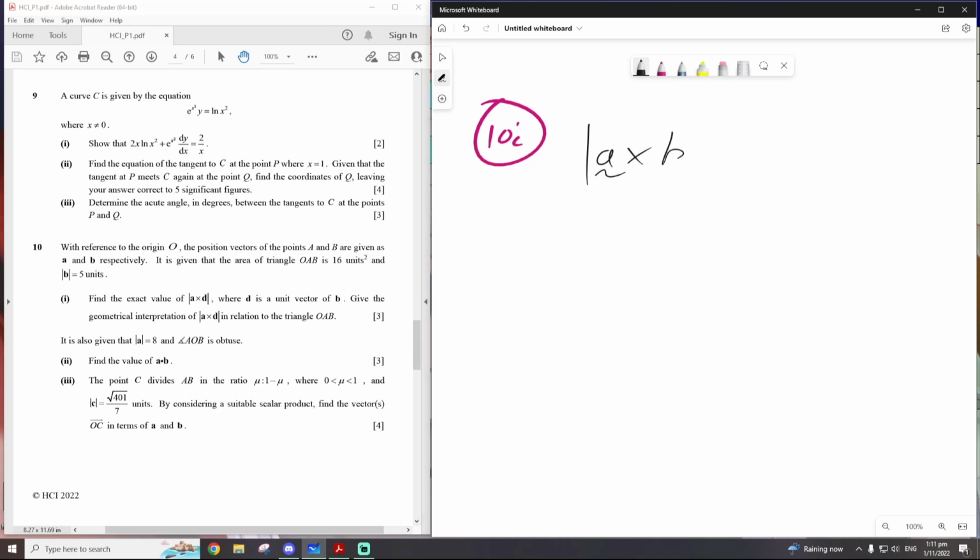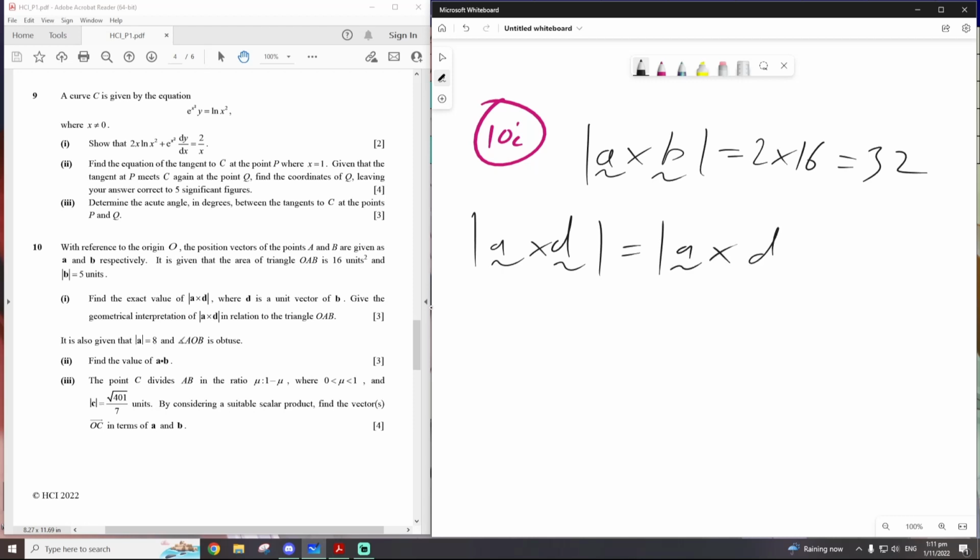So area of triangle OAB is 16 square units. What does this actually mean? It tells you that A cross B is actually 2 times 16, because A cross B, one of the geometrical interpretations, is twice the area of the triangle, right? So this is 32. Okay? So A cross B cap. So actually, if you read the question, B cap is just B over mod B. Okay? So this is 1/5 of A cross B, which is just 32 over 5.